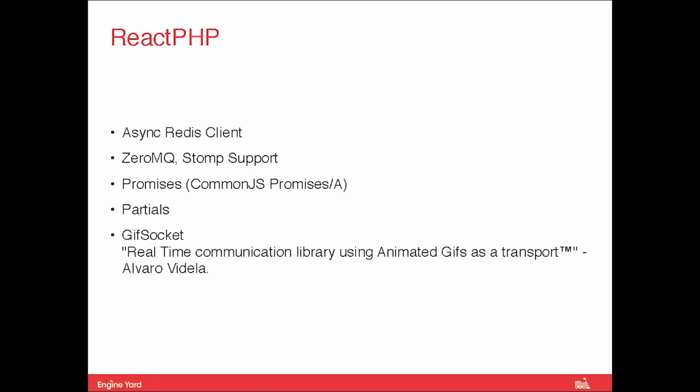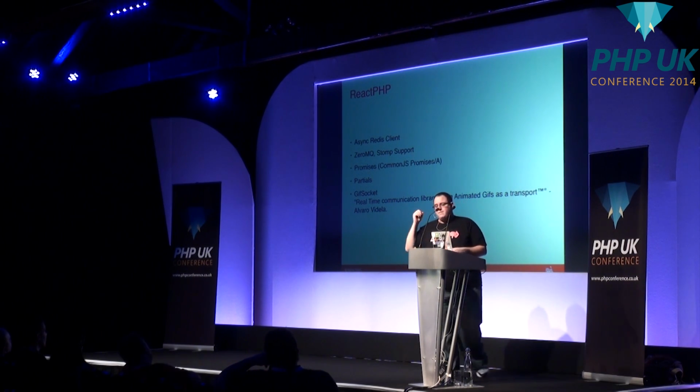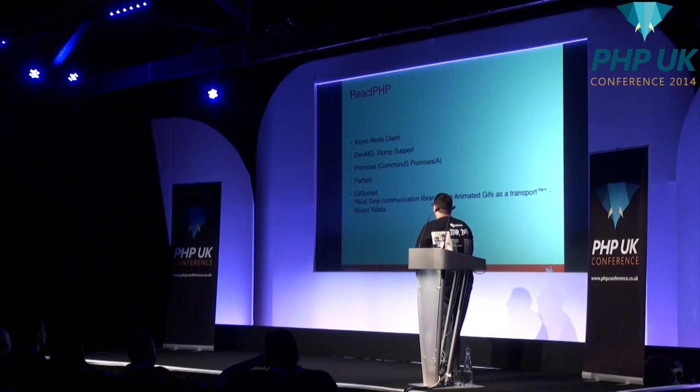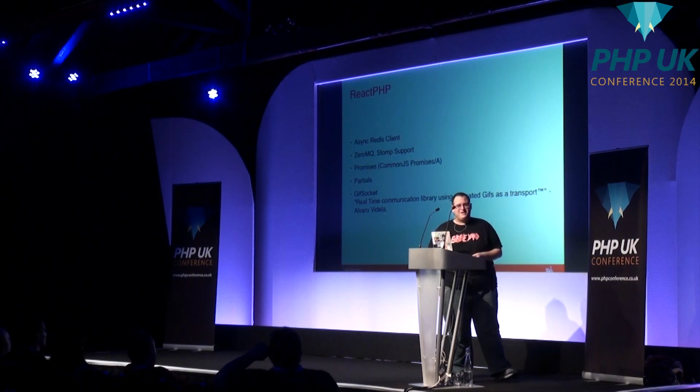It has an asynchronous Redis client, 0MQ and STOMP support, promises. So if you are familiar with JavaScript promises, it's the same interface. It does partials and then GIF socket, which is kind of an amazing cool thing where you have real-time communications through animated GIFs.